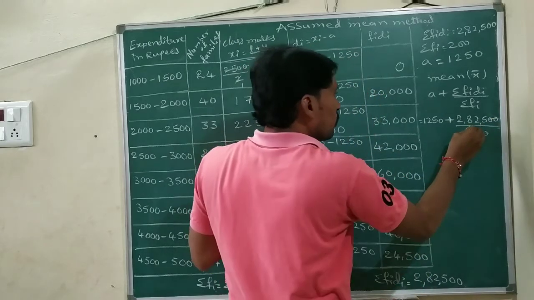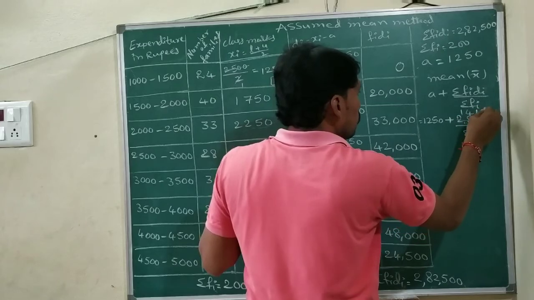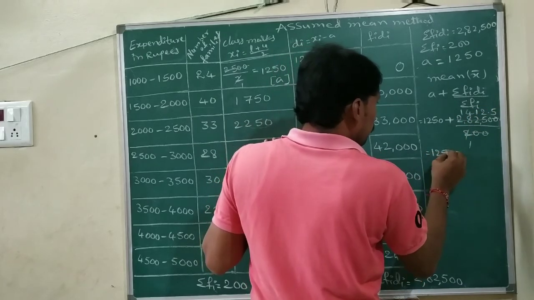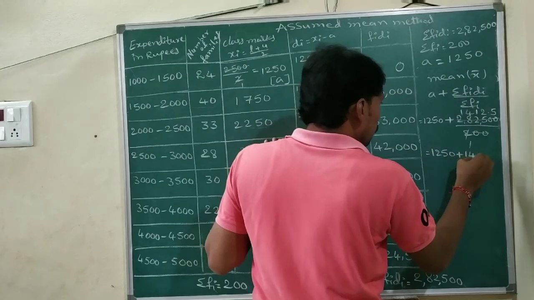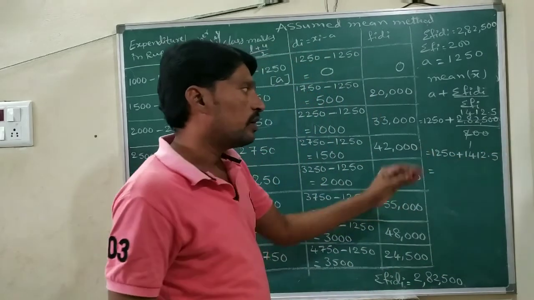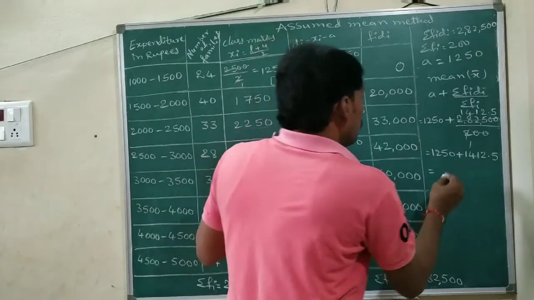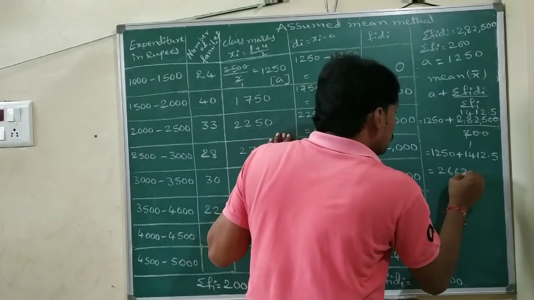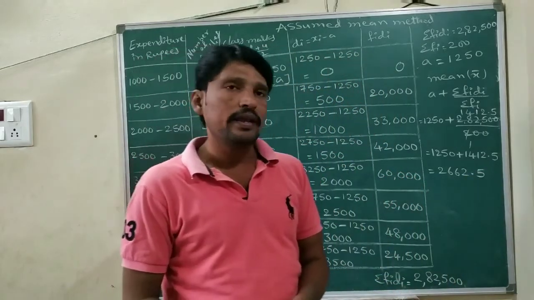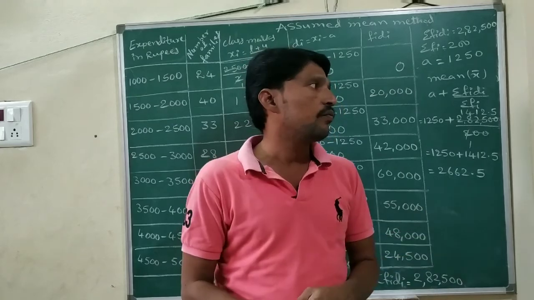The 00 get cancelled. 2 1 2, 2 1 2, 4 2 1 2, 2 5, which means 1412.5. So 1250 plus 1412.5 is 2662.5. So here the mean monthly income is 2,662.5.